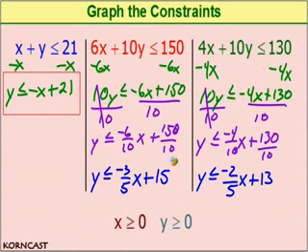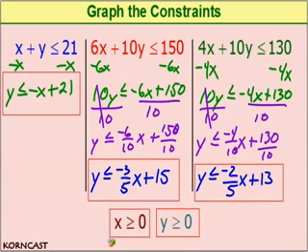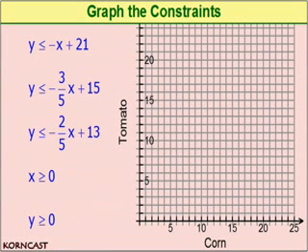And what I end up with is three inequalities, solved for y, so they're in slope-intercept form, so they're going to be pretty easy to graph. And I'm going to be also left with my two common sense constraints. And so in order to get my feasible region, I'm going to graph these five inequalities. Okay, let's take a second to graph our constraints now.